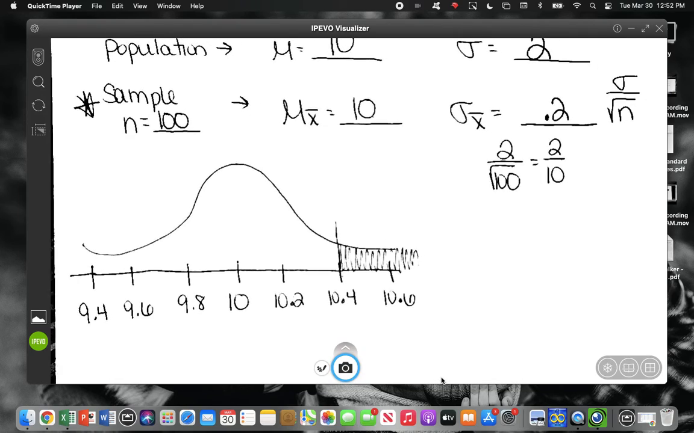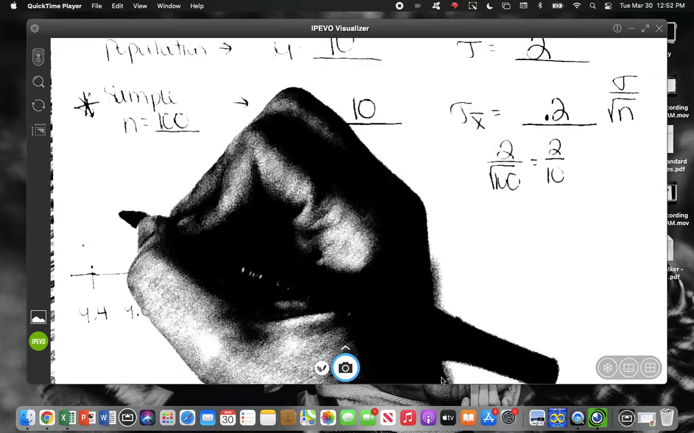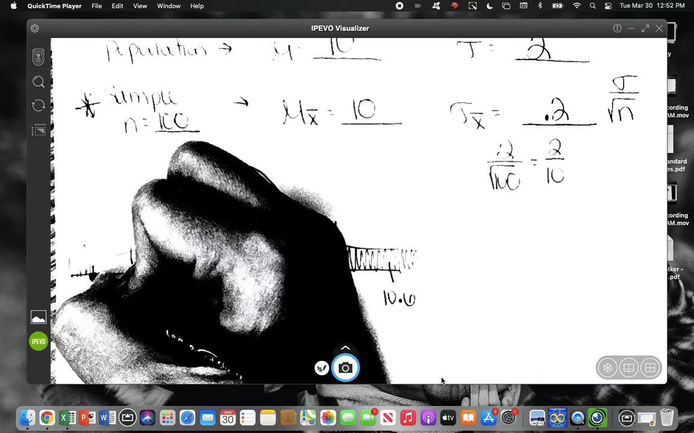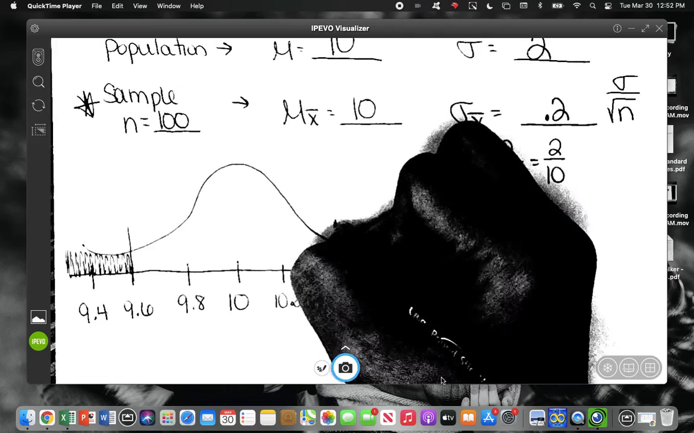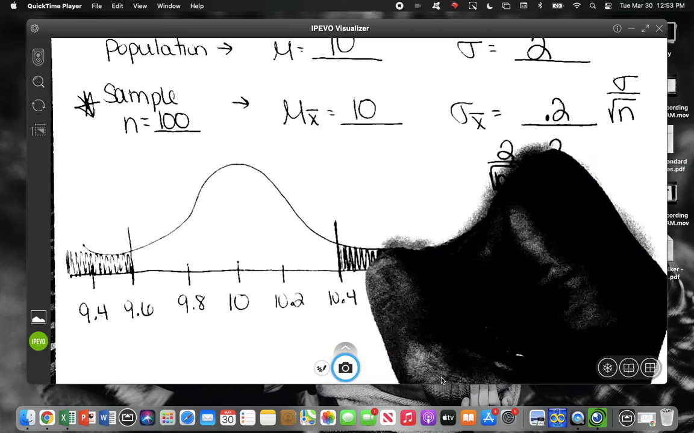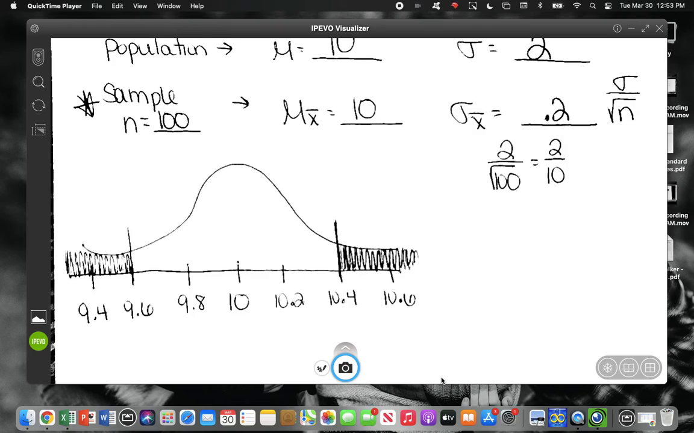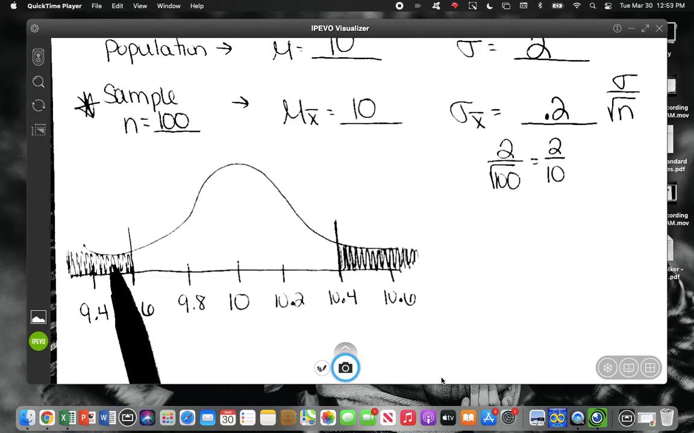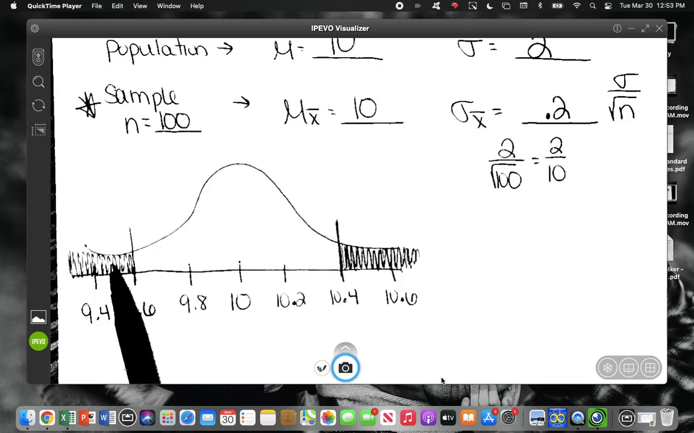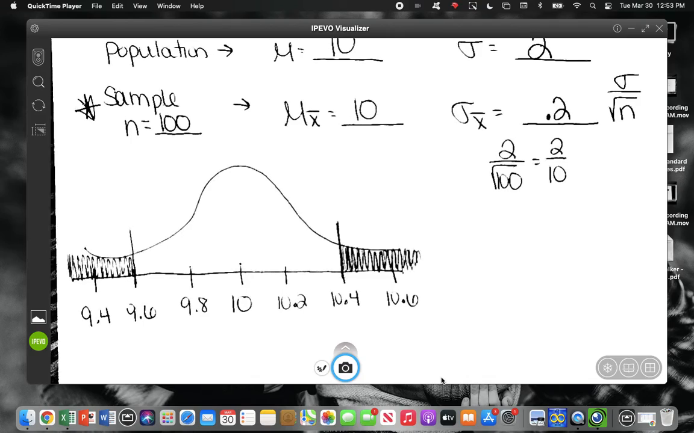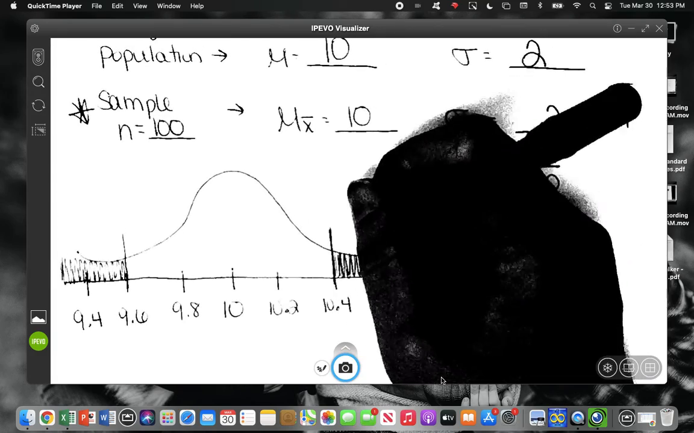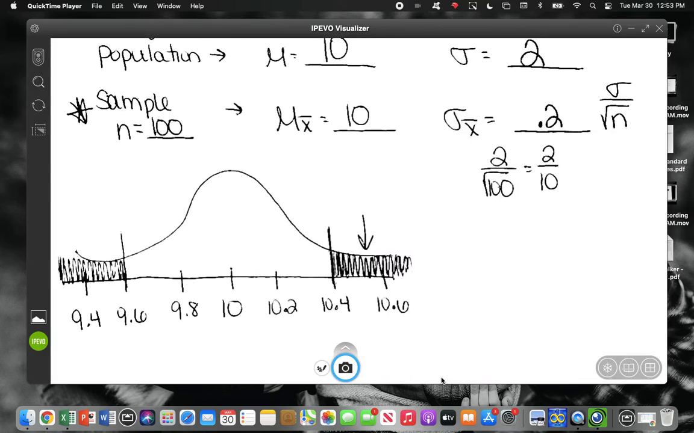Now where am I going to shade on the other side? 9.6 and below. Now, one thing that is nice about this, normal distributions are symmetric. So do you think that the probability of this tail should match the probability of this one? So you really just have to find the probability of one and then double it. All right, so let's find this one and then we'll double it to get the other side.